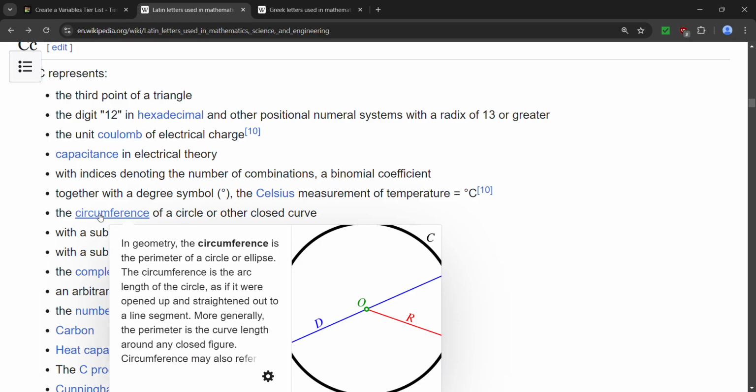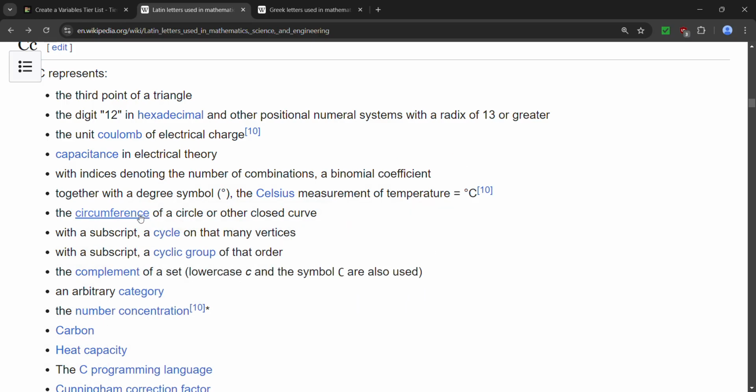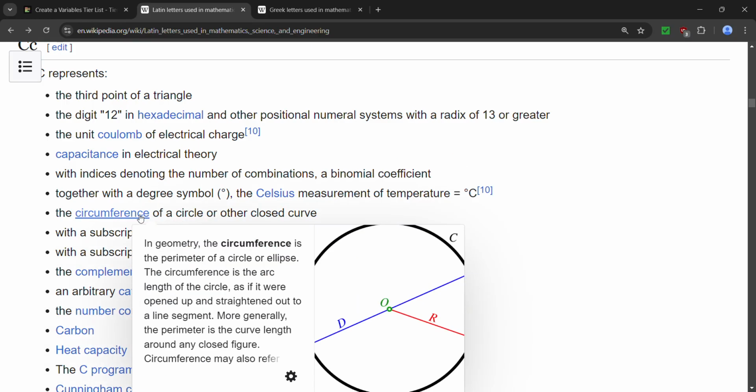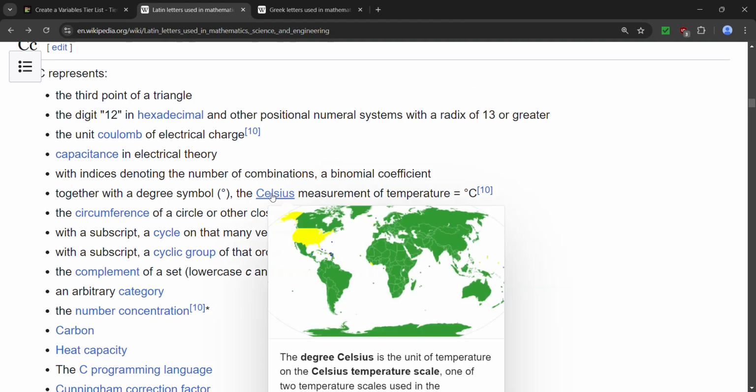So we got circumference. I mean, that's pretty big in itself, right? I think everyone has used circumference at some point, right? That's like what, third grade math? Celsius is also a pretty important thing. I mean, you can see by the map here, assuming you're American or Liberian, we're the only ones who don't use Celsius, right?